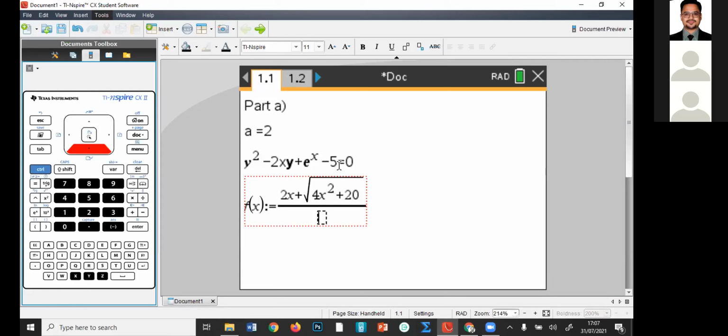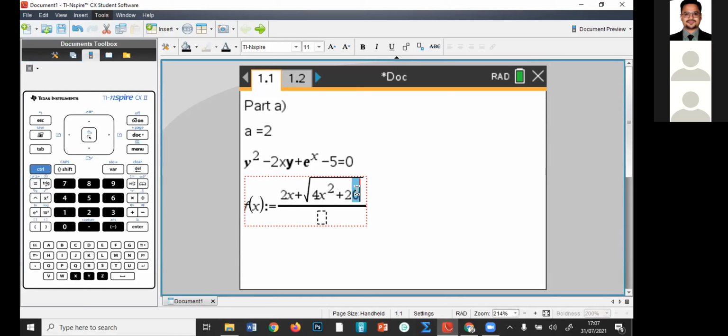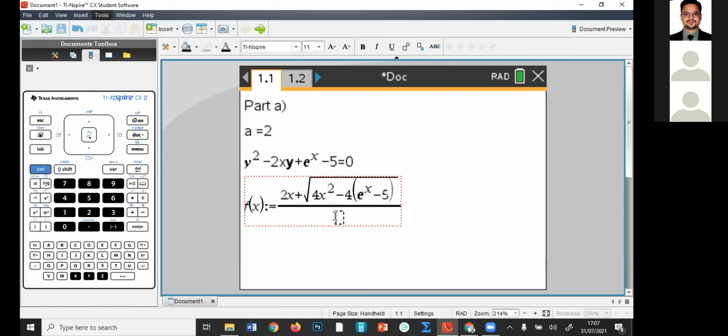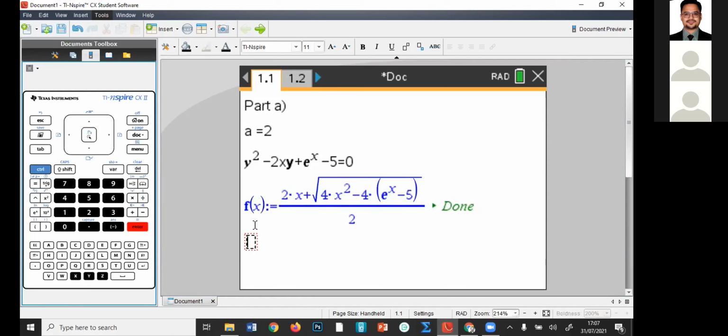5 e raised to power x. Oh yes, e raised to the power of x. I was thinking something was wrong here. Okay, so b squared minus 4 is here, a is fine, c is e raised to the power of x minus 5. So I'll write e raised to the power of x minus 5, minus 5 divided by 2a will be 2. And I enter. So my function fx is defined, right?